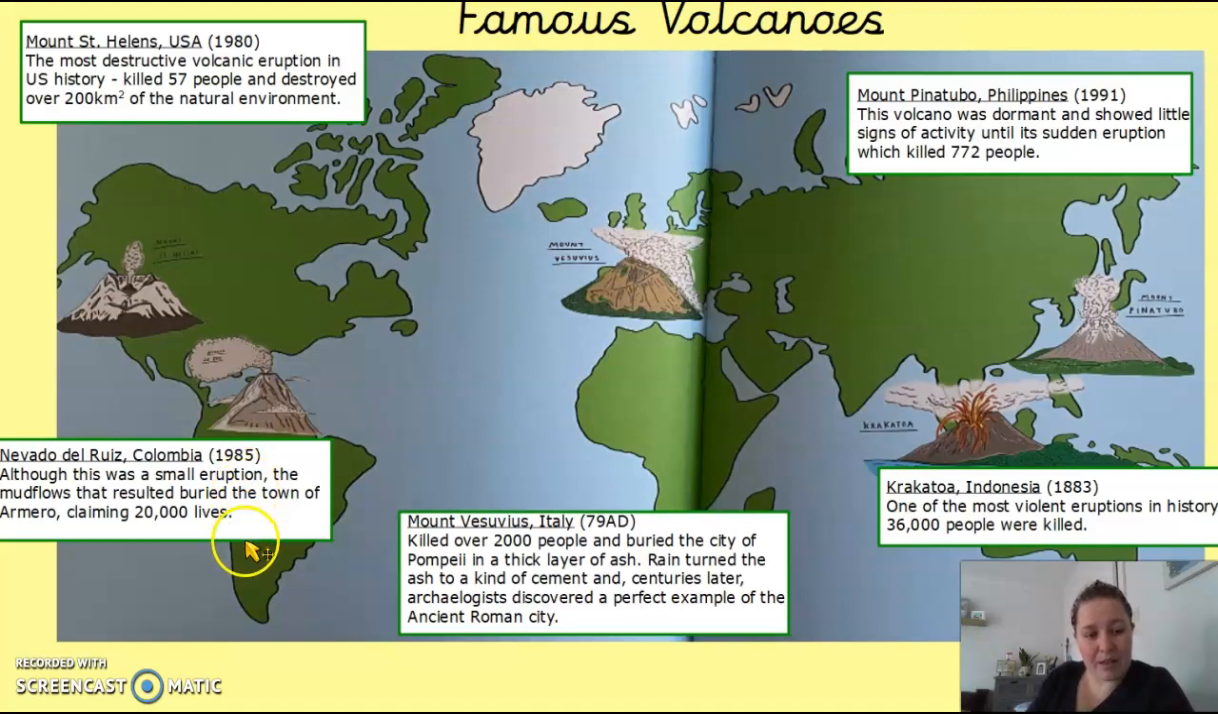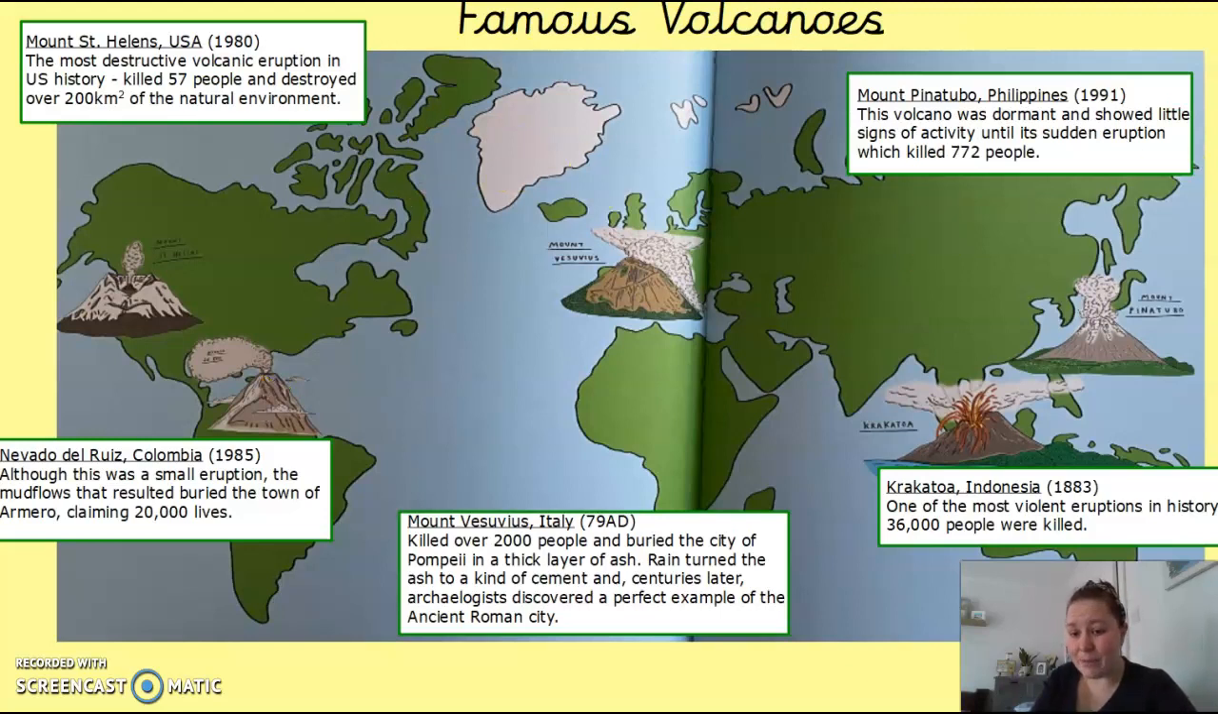Then down in South America, in Colombia, Nevado del Ruiz, 1985. It was a small eruption, but actually it buried a whole town and claimed 20,000 lives, because as a result of the eruption, there was mud flows which covered the town. Okay, and so as you can see, that's how destruction can be caused. So the volcanoes they're really deadly.